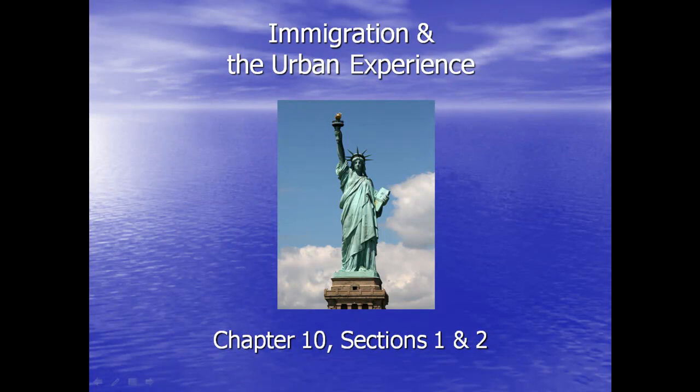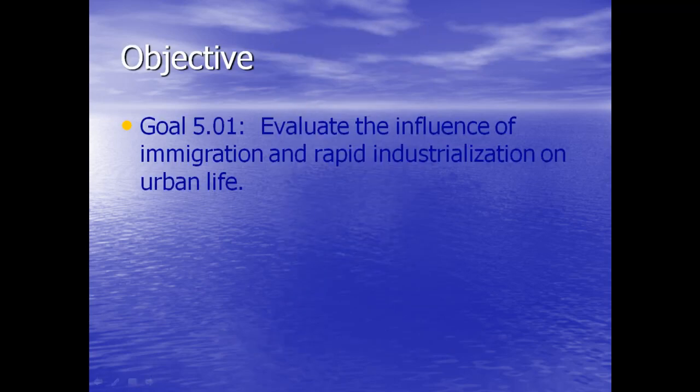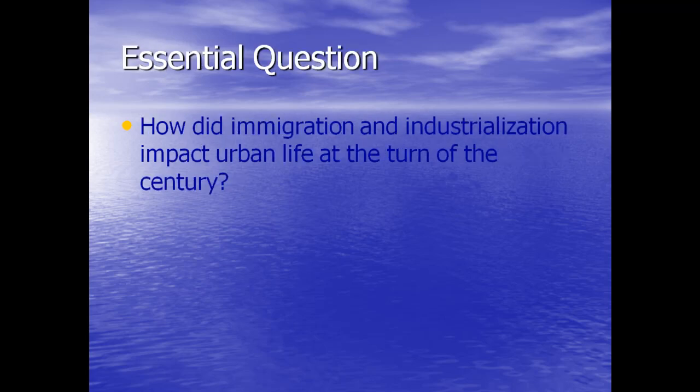Information on immigration and the urban experience can be found in Chapter 10 of your Orange Book, Sections 1 and 2. Our objective for this presentation will be Goal 5.01, evaluate the influence of immigration and rapid industrialization on urban life. Our essential question is, how did immigration and industrialization impact urban life at the turn of the century?